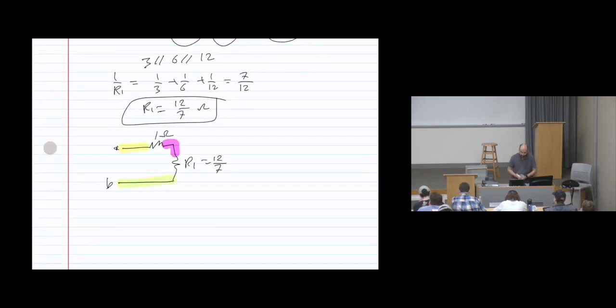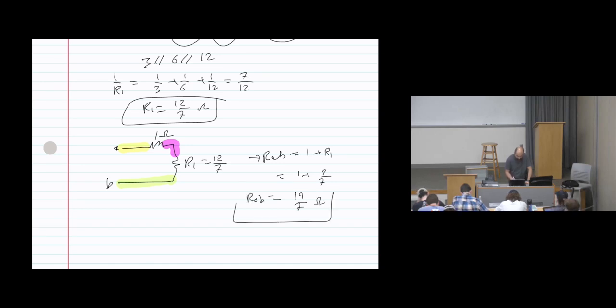Now, what's the relationship between R1 and the 1 ohm resistor? Series. Why? Because they share the same current. Imagine there is a current flowing from point A to point B. It will not be split. Therefore, they are sharing the same current. Or you can say as well, they are common in the purple node, and the current will not be split. So we will say that RAB equals 1 ohm plus R1, which is 1 plus 12 over 7. Then the answer will be 19 over 7 ohms. This is RAB. Okay?